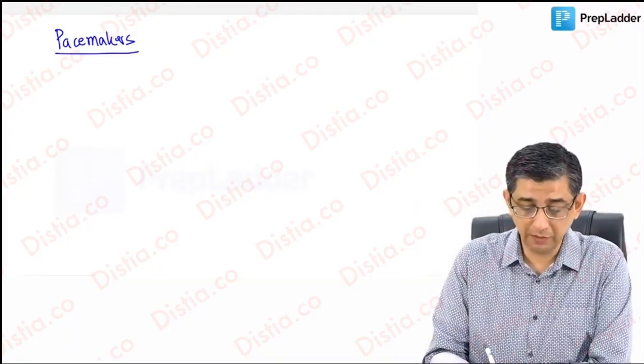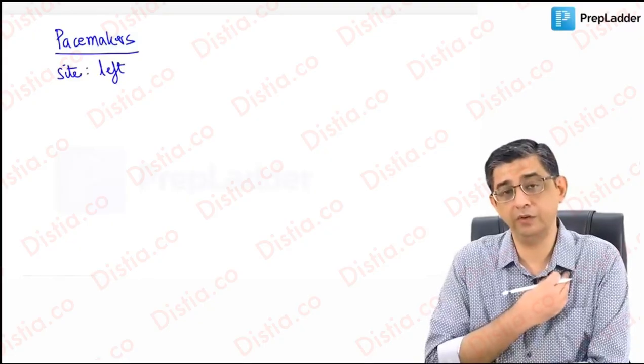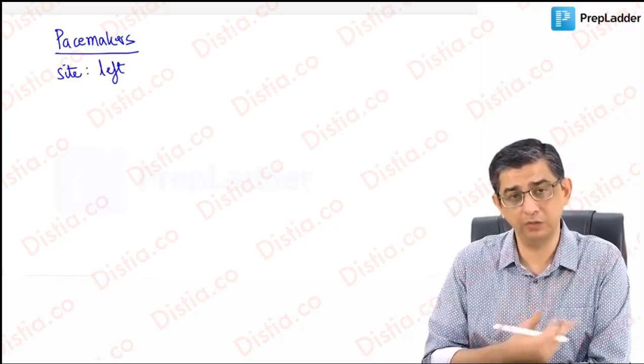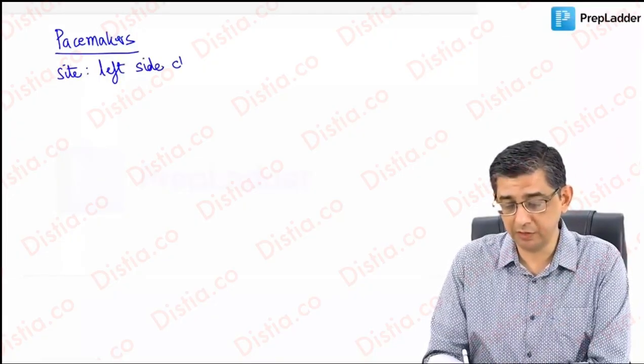Well, what is the site where the pacemaker will be implanted? So it would be the left side of the chest, obviously. And where would it be put? So left side of the chest, infraclavicularly, just below the skin of the chest. I repeat the fact once again: the site for pacemaker is left side of the chest.